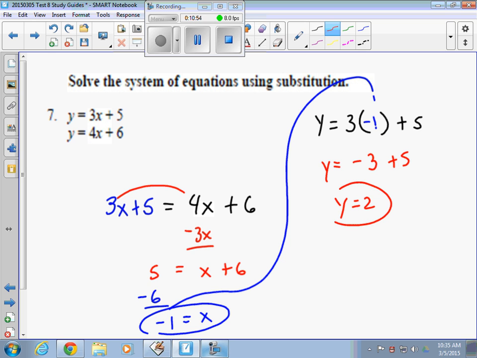X comma y, remember, you're going to write it as an ordered pair all the time. -1, 2 is the solution to that system. Remember, that's the only place where when you graph it, that's the only place the two lines will cross each other.